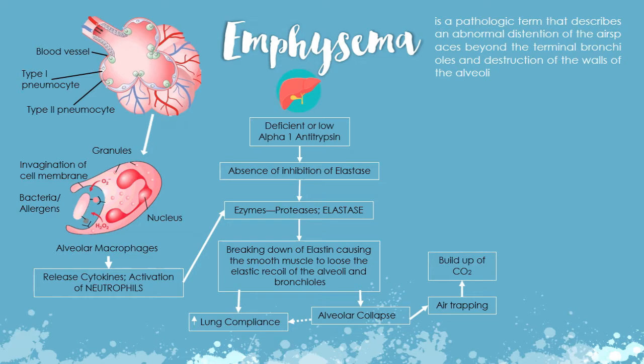Now, let's talk about how alpha-1 antitrypsin deficiency can contribute to or cause emphysema. Our liver releases a specific protein in the blood called alpha-1 antitrypsin. Now, what does this protein do? Its job is to inhibit elastase. So kung walang elastase, walang breaking down ng elastin.